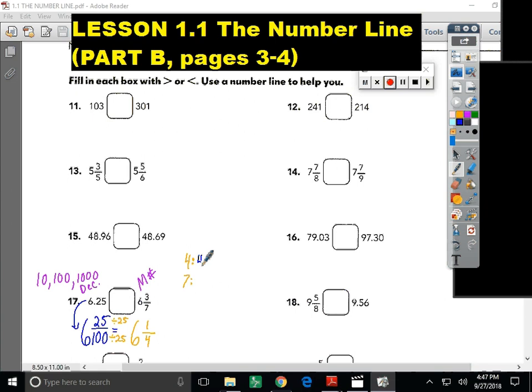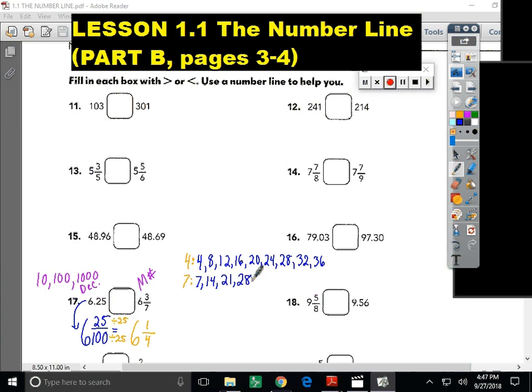4 times 1 is 4, 4 times 2 is 8, 4 times 3 is 12, 4 times 4 is 16, 4 times 5 is 20, 4 times 6 is 24, 4 times 7 is 28, 4 times 8 is 32, 4 times 9 is 36, and so on. Let's see if we can find one now. We'll count by 7s for a minute. 7 times 1 is 7, 7 times 2 is 14, 7 times 3 is 21, 7 times 4 is 28.